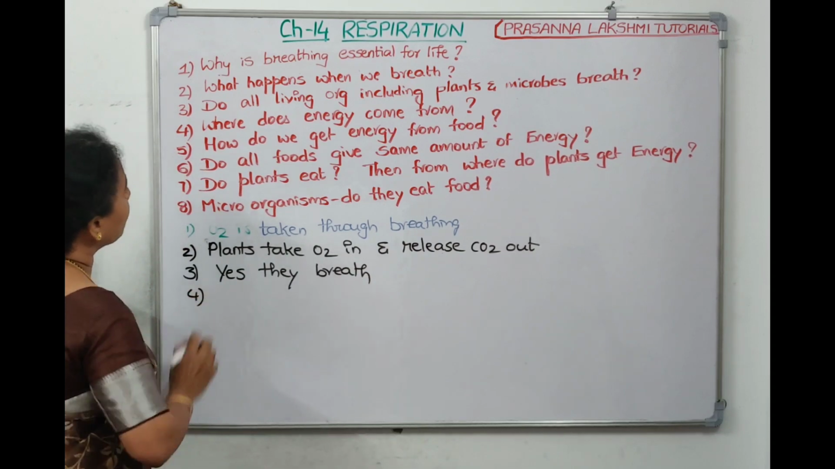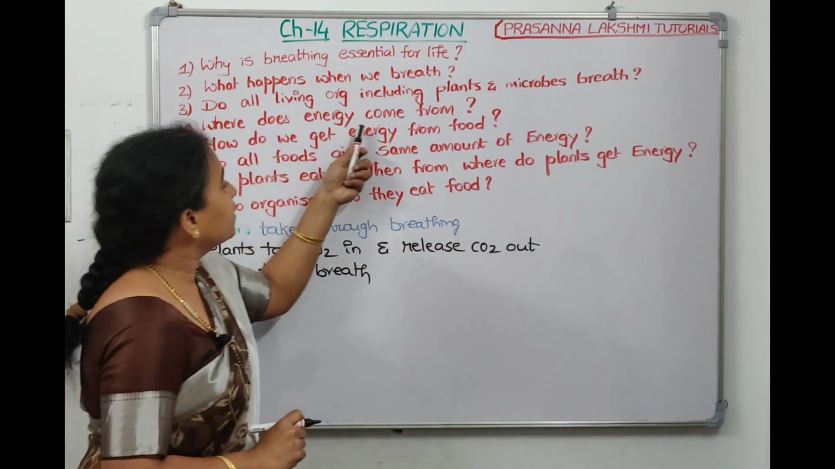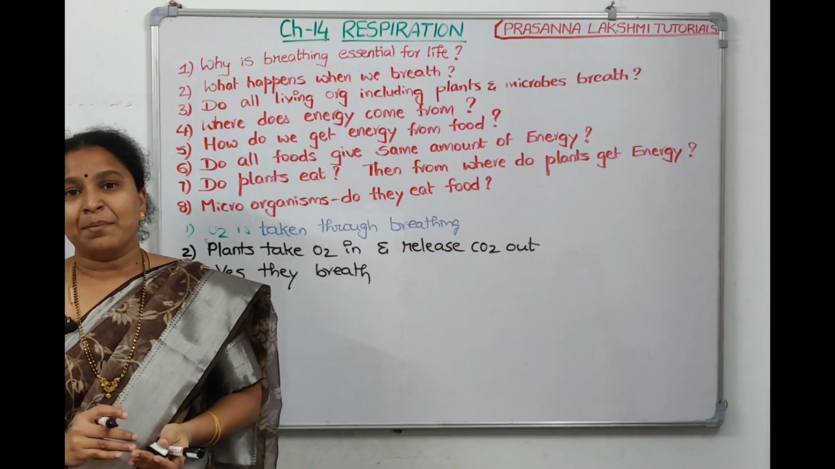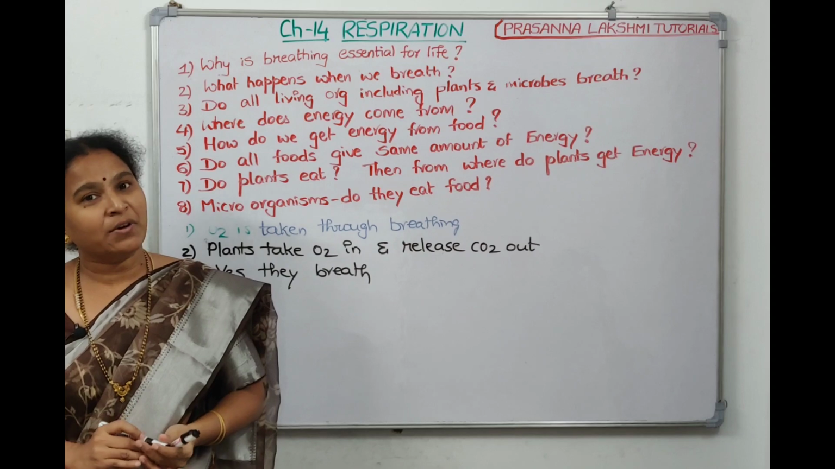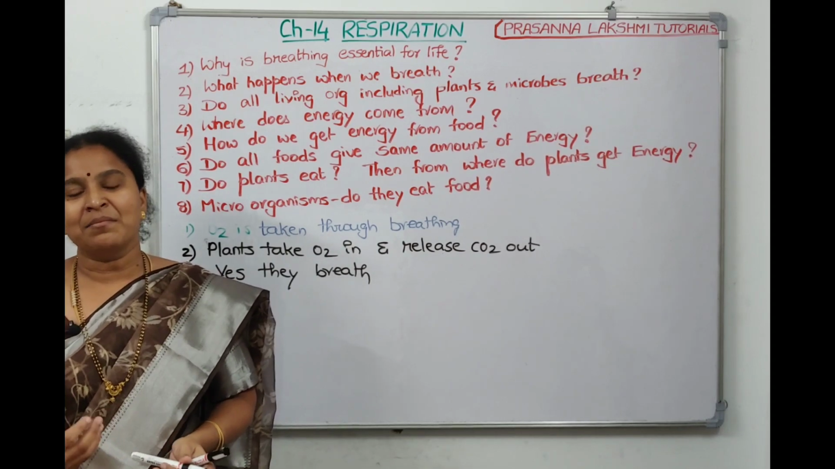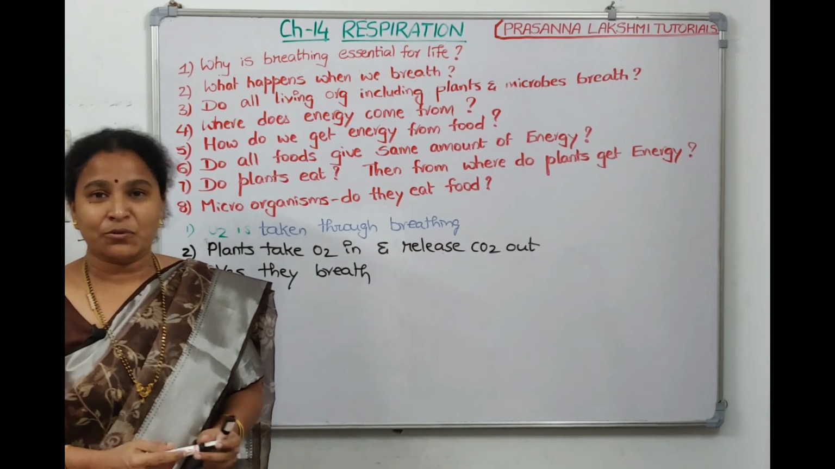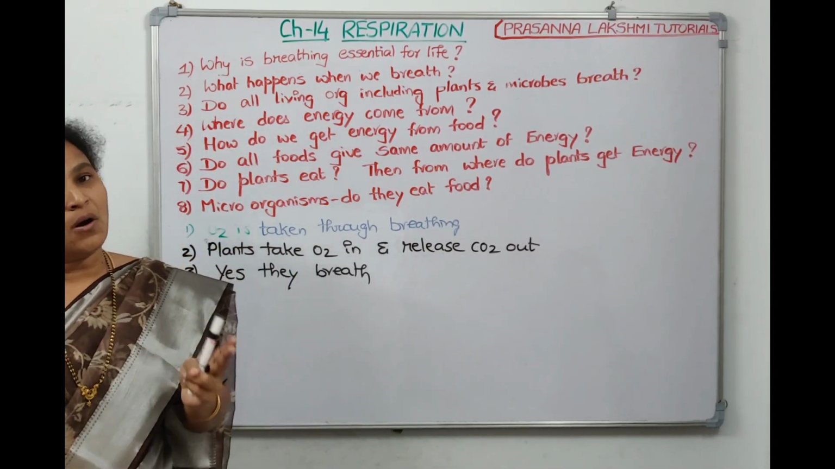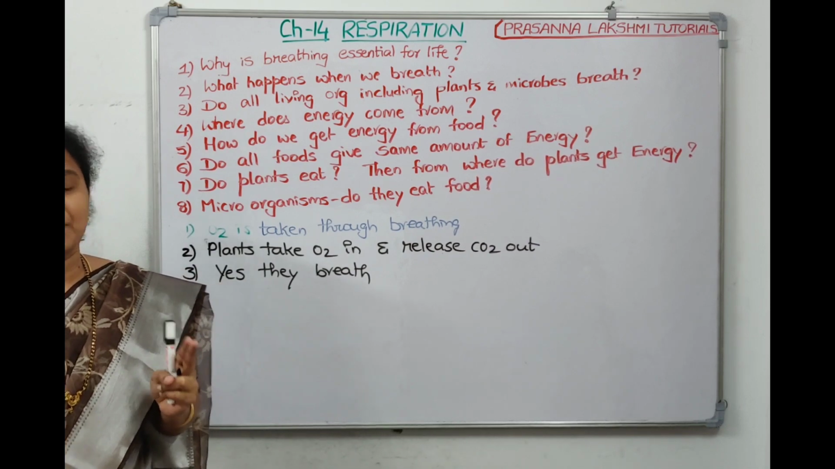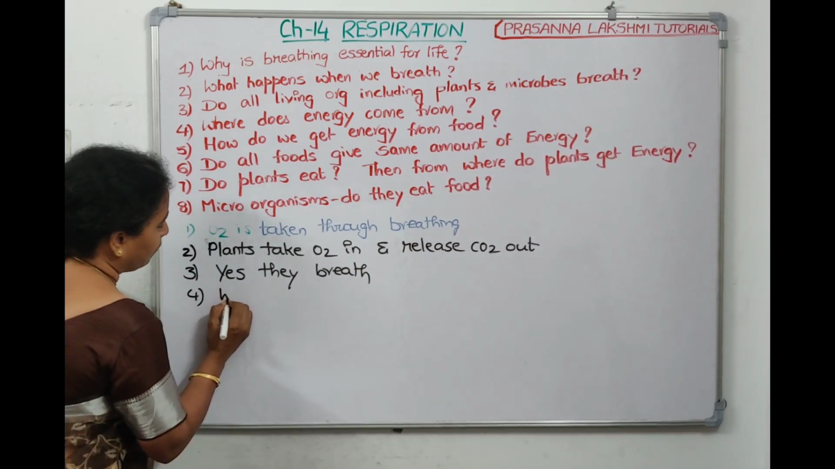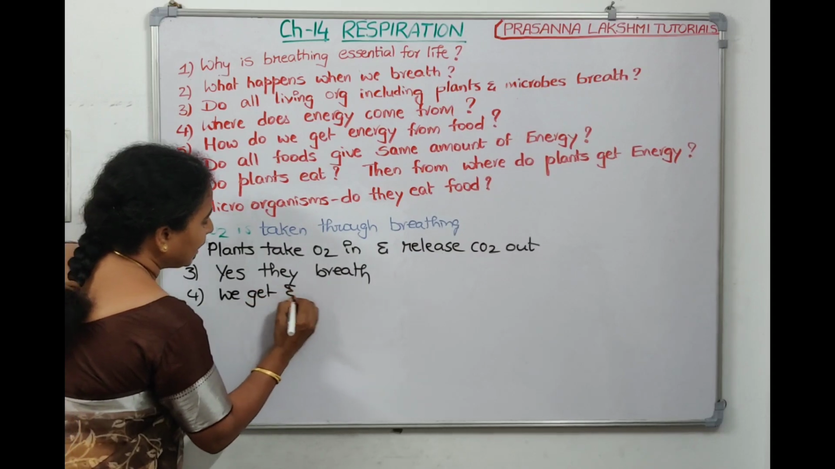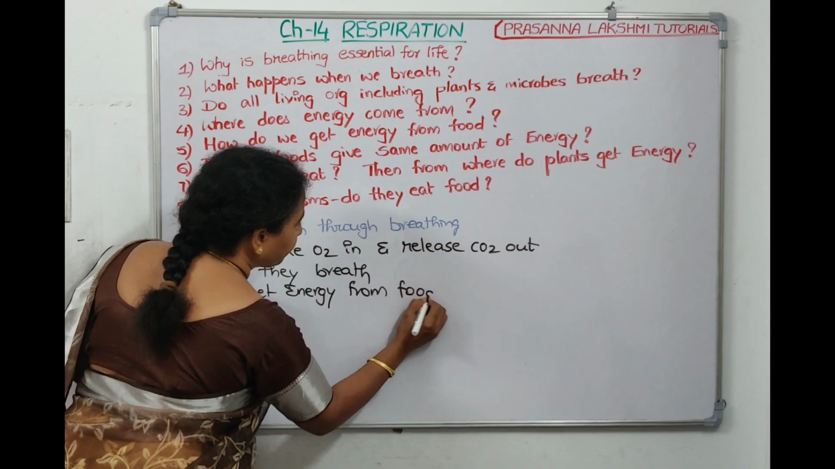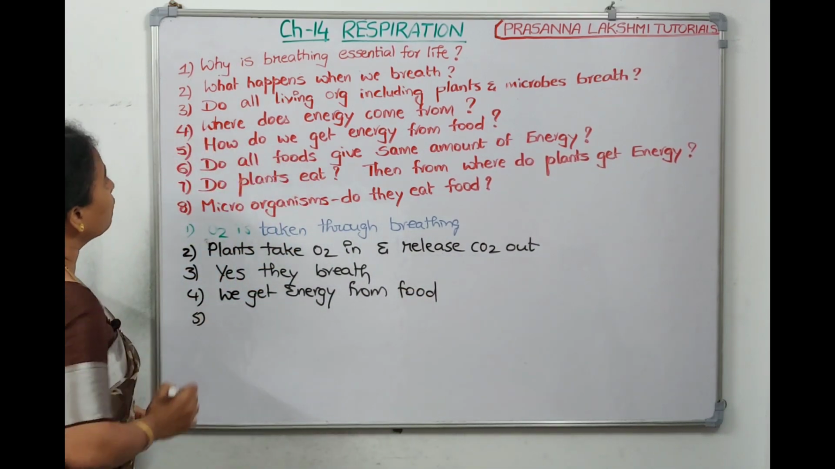Now the fourth question, what did they ask us? Where does energy come from? Now from where do we get energy? For example, if I am drained of energy, what do I do? I go have some food and come back, so then I get the energy back again. So the answer for this question is, where does the energy come from? Plant or animal gets the energy from the food. So we get energy from food.